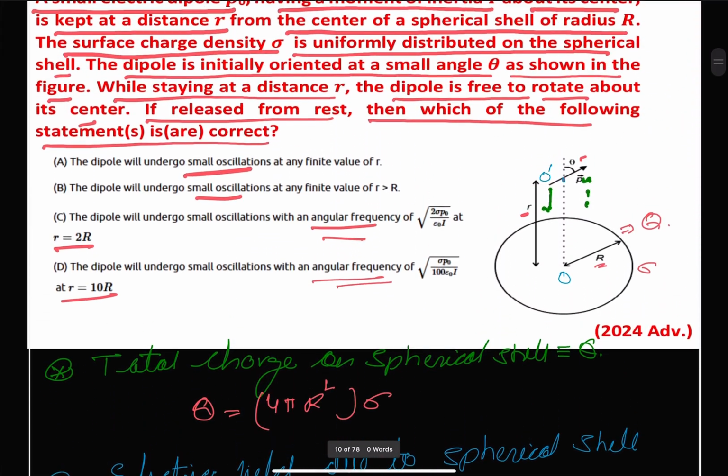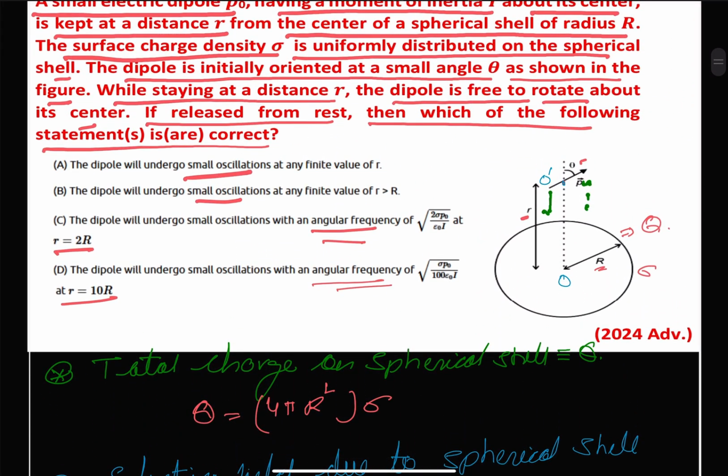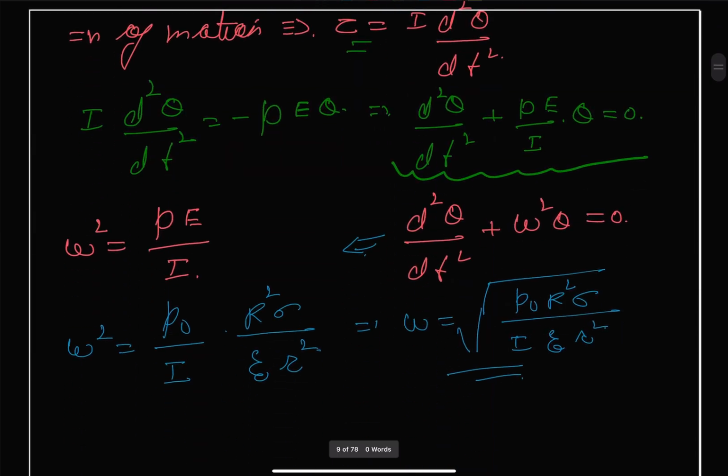Okay, now let us check the options one by one. So first option states that the dipole will undergo small oscillation at any finite value of r. Any finite value of r basically means that this r can also have the possibility that it is less than capital R. But if it is less than capital R, it basically means that our this entire system is inside the shell. Okay, let me put it here.